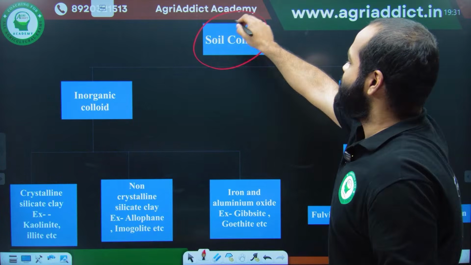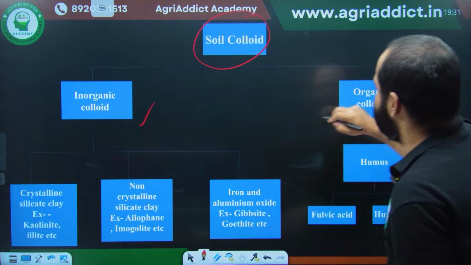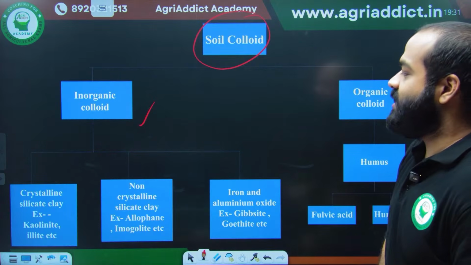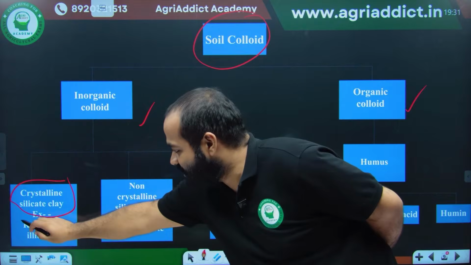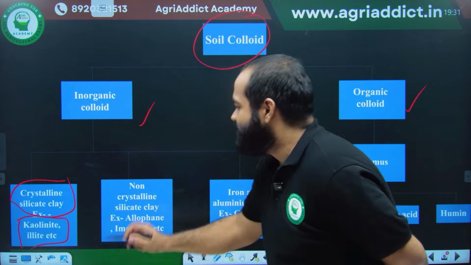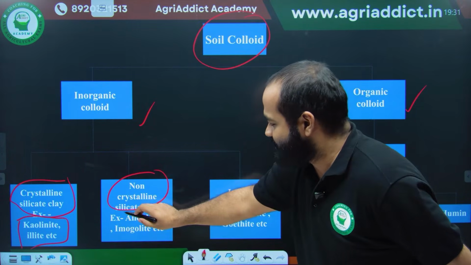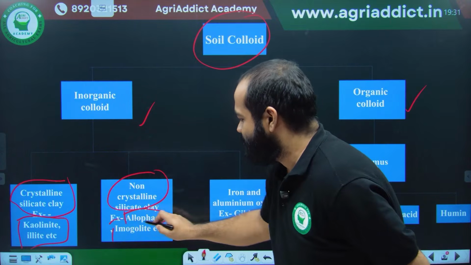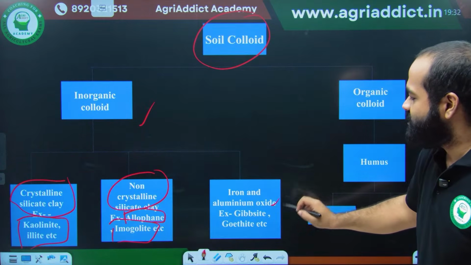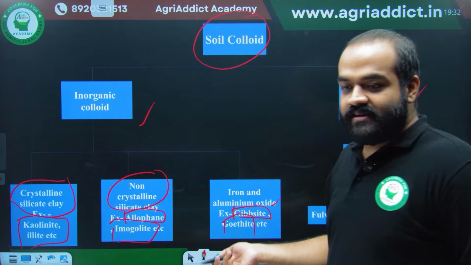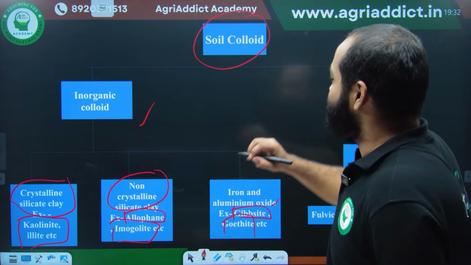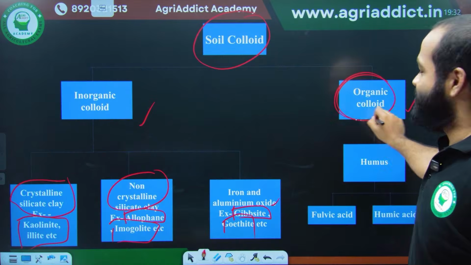So soil colloid can definitely be divided into two parts, as we all know: inorganic colloid and organic colloid. Inorganic colloid has crystalline silicate clays, whose examples are very important: kaolinite, illite, etc. Non-crystalline silicate clays, whose examples are allophane and imogolite, as we all know. Iron and aluminium oxides, whose examples are gibbsite, goethite, etc. And the next part, as we all know, is organic colloid.